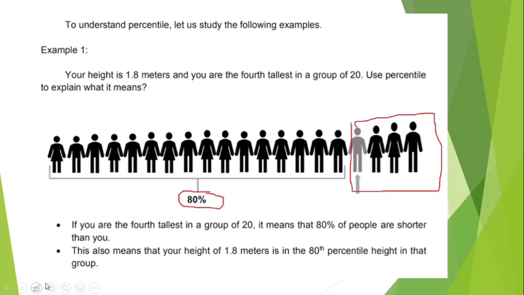So this also means that your height of 1.8 meters is in the 80th percentile height in that group. If you're the 4th tallest, so, yeah.